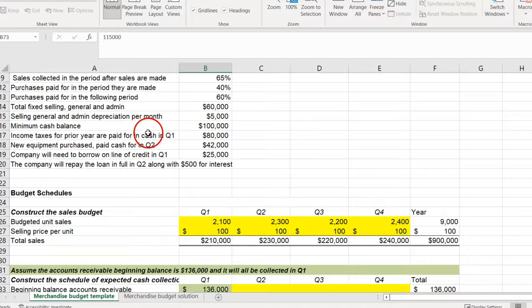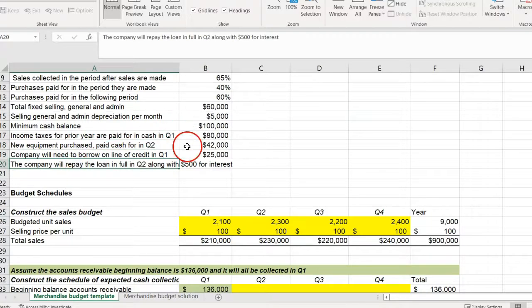So if we go up to the problem, here's our cash section. And we see our minimum cash balance. This means we want to keep at least $100,000 in our bank account at all times at the end of each quarter, or at least at the end of each quarter. Then we've got income taxes, so we're going to be paying those out in quarter one. We've got equipment we're going to purchase. We're going to pay that out in quarter two. Looks like we're going to do some borrowing and a repayment.